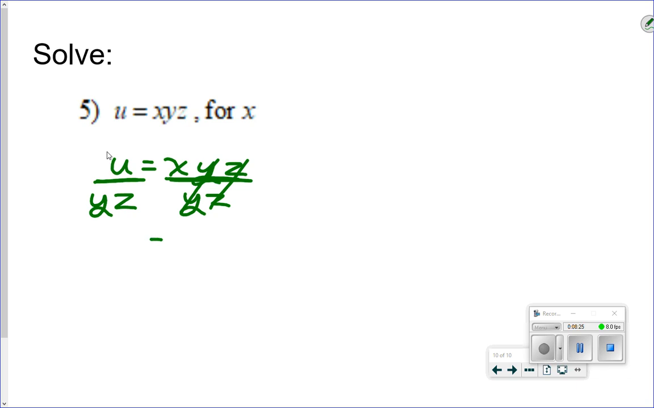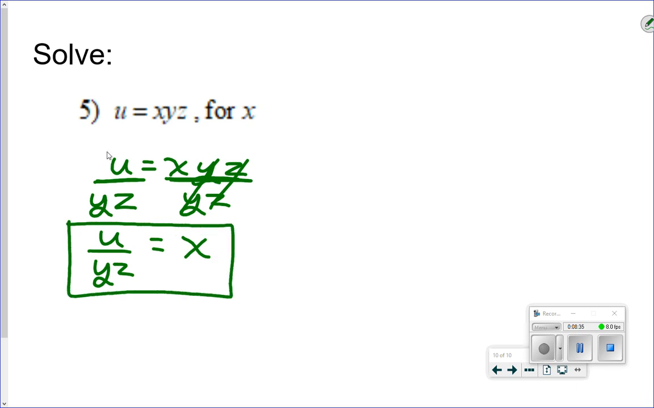So my y's and z's are canceled on the right side. My answer is u over y times z equals x. It doesn't matter how many letters you had with that x. If they're all multiplied by x, you can divide them all at the same time like that. So that's some of the more basic literal equations. They do get a lot more complicated, but these are some of the 1, 2, 3-step types of equations for solving for a particular variable.